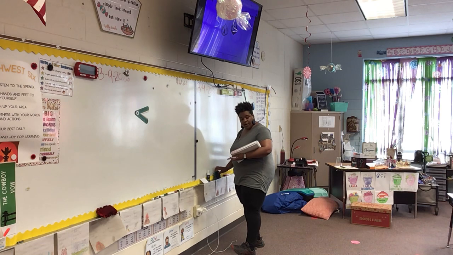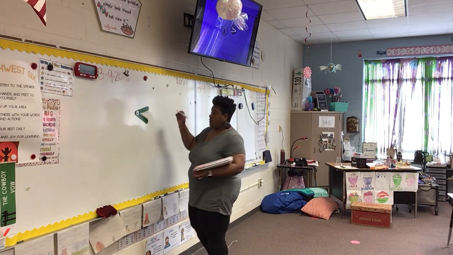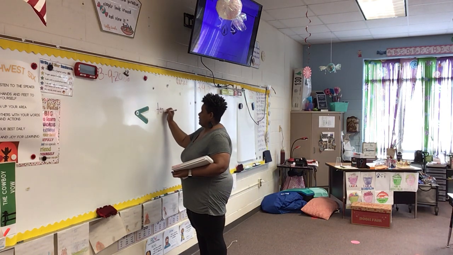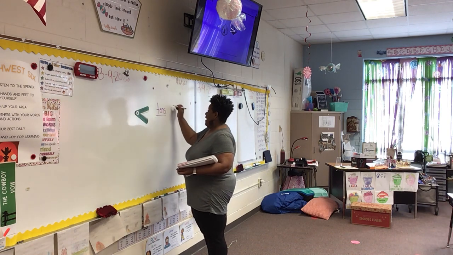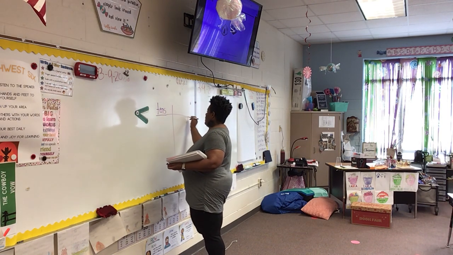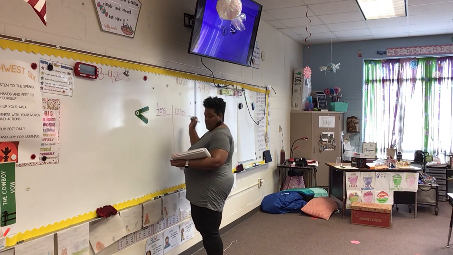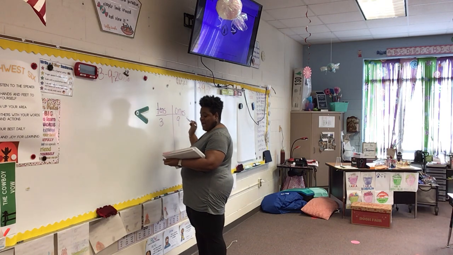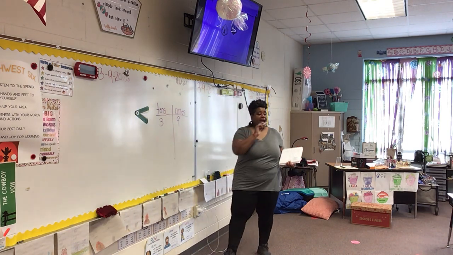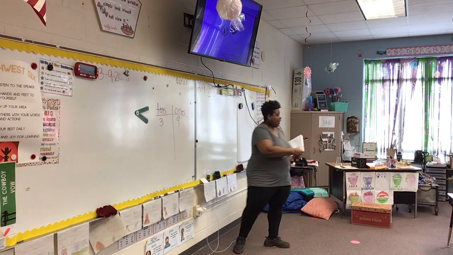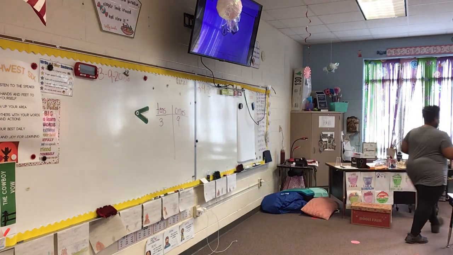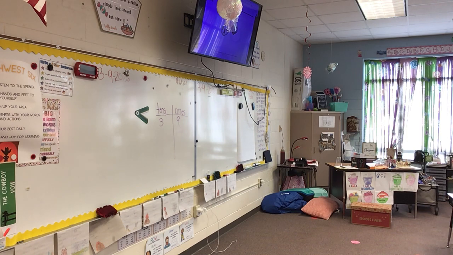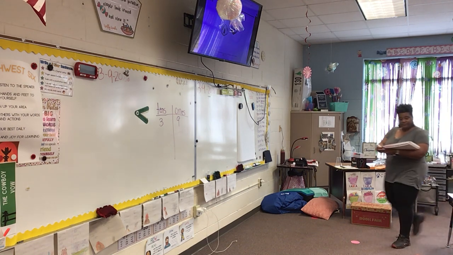Now, on your board, it has tens, and it has what? Ones, has a good old T-chart. Okay, and it has 3 and it has 9. Now, go ahead and write that on your board now. Okay, all right, we ready?